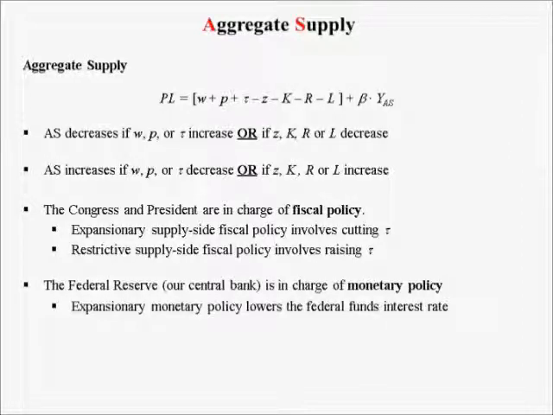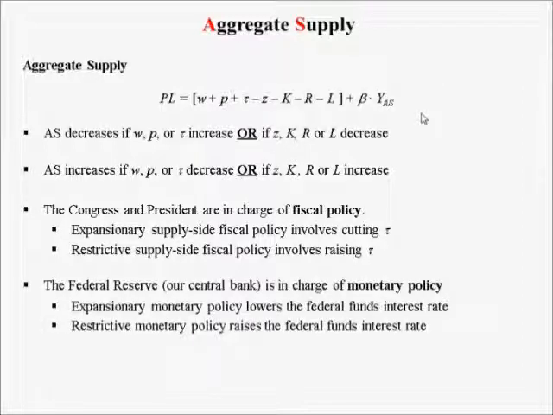Restrictive monetary policy involves raising the federal funds rate. Again, nothing's going to happen to the supply curve in the short run, because none of these variables change in the short run. Over the long run, if interest rates are higher, then capital is not going to increase as much as maybe it would have if interest rates were smaller. Same thing with R. The Fed has very little control in the short run over the aggregate supply curve.